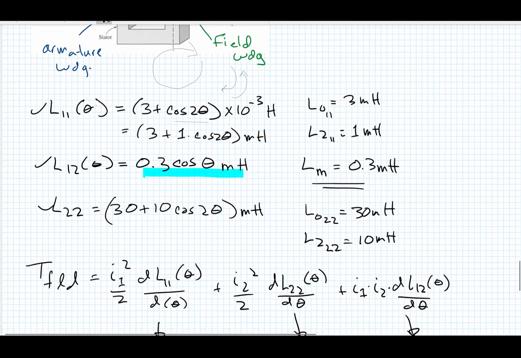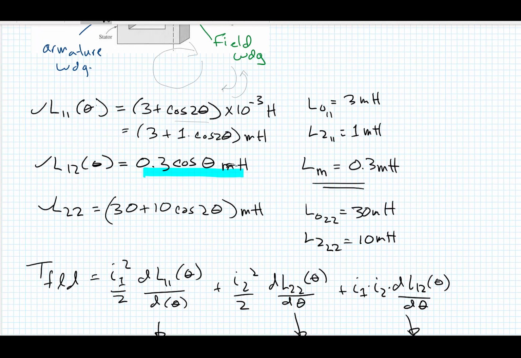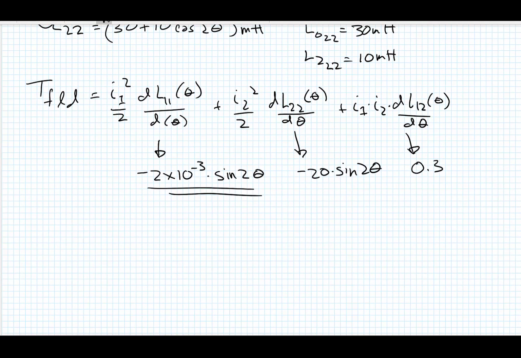0.3. Oh, notice here, this isn't millihenries. I screwed up on this. I'm looking at this, and it's actually example 3.7 in the textbook. It's 0.3 henries. Usually your mutual inductance is a really big number, so that's the same as saying 300 millihenries. 0.3 times, again, sine of theta, and there's no 2 variation on this one. So there's your total expression.